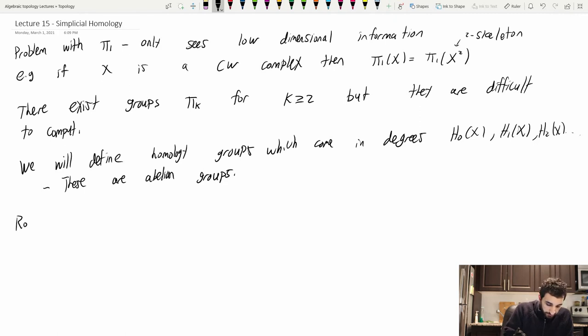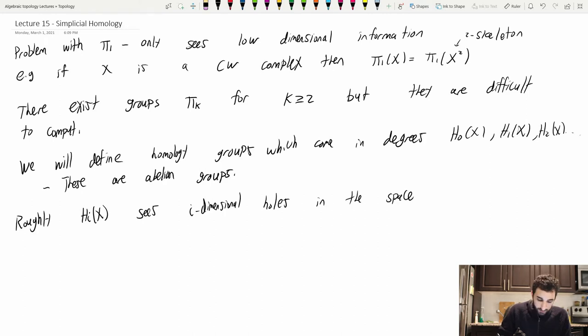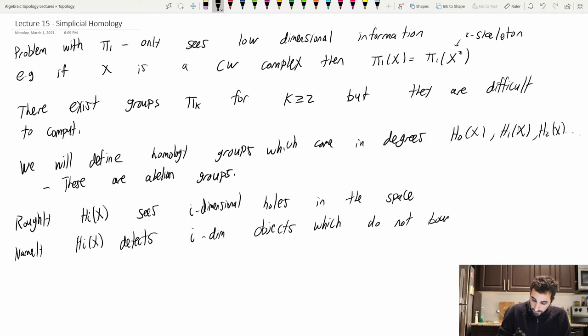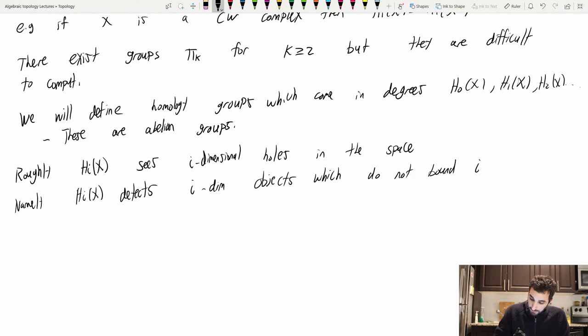And roughly, H_i of X sees i-dimensional holes in the space. And a little less roughly, H_i of X detects i-dimensional objects which do not bound (i+1)-dimensional objects.